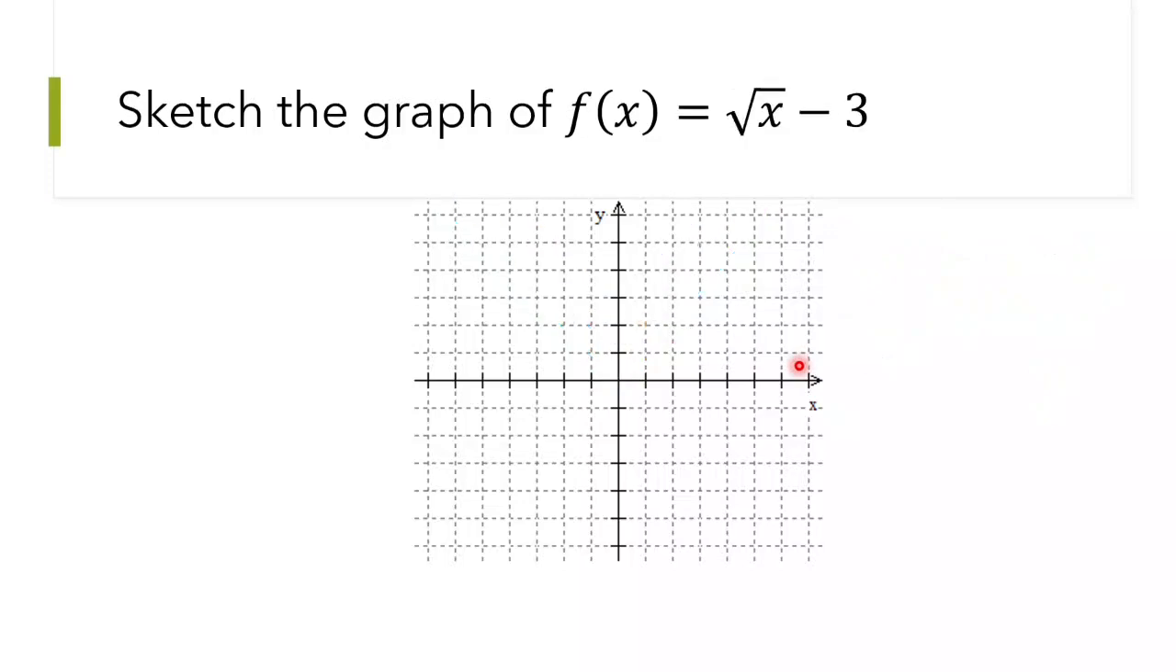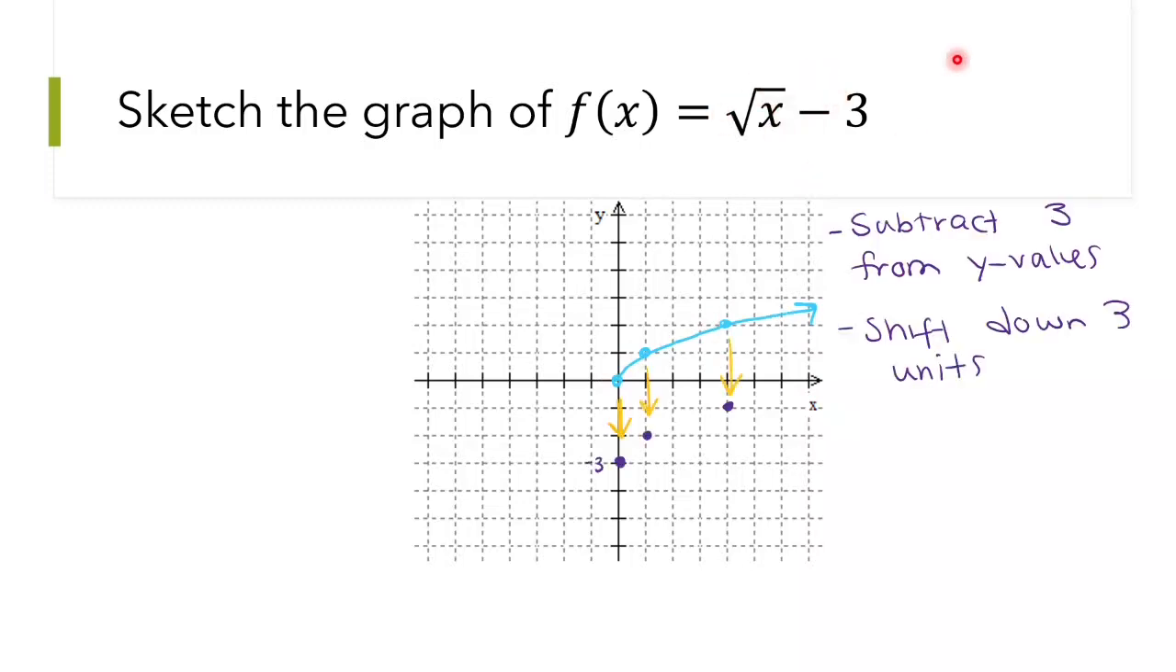Here's a second example. Sketch the graph of f of x equals square root of x minus 3. I'll draw my parent function. There's my square root function. Goes through the origin, 1, 1, 4, 2. Again, notice the minus 3 is outside of the square root. This is an output transformation. It's going to impact our y values.